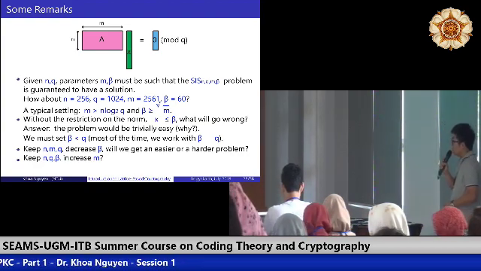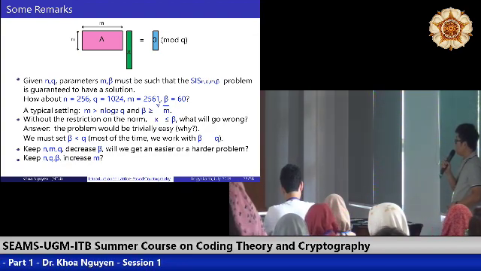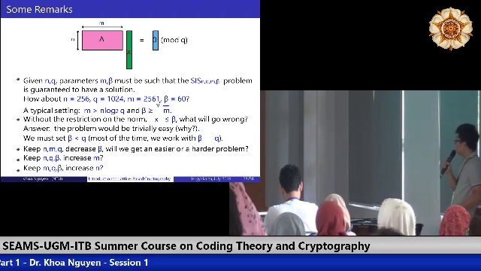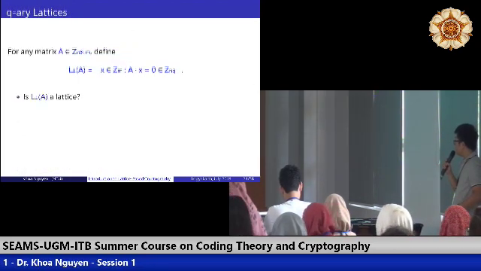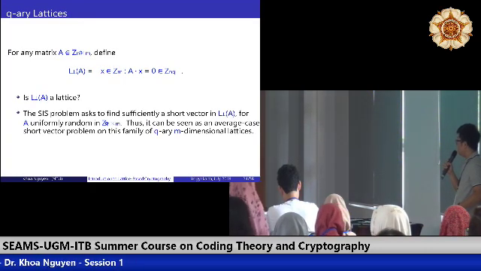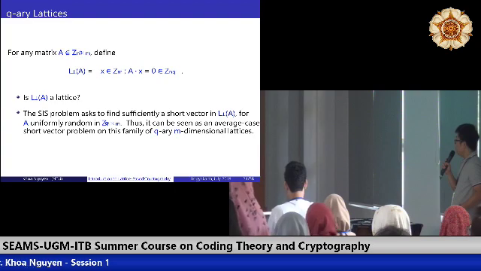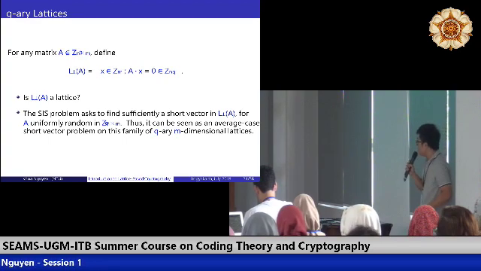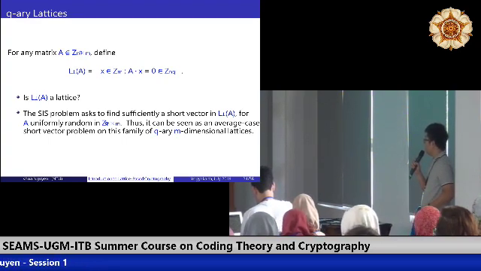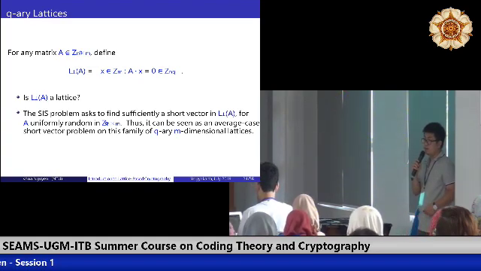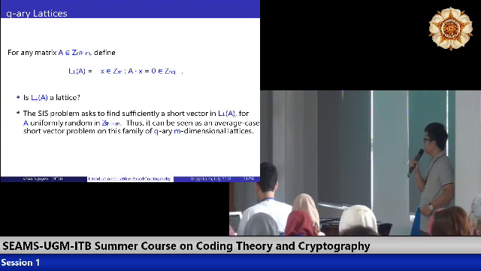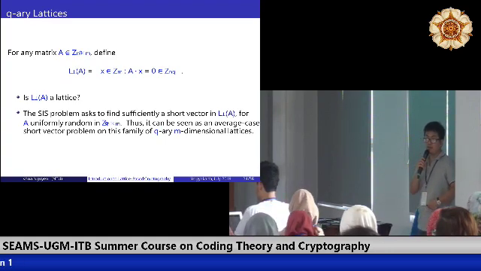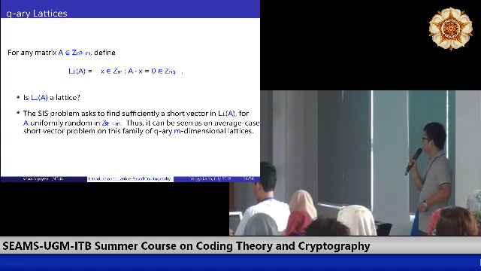Now you can find the relation between this and the SIS problem that we defined previously. In fact, the SIS problem asks to find a sufficiently short vector in this lattice L-perp of A, for a uniformly random matrix A. So we can view this as an average-case short vector problem on this family of q-ary lattices. Average-case means that because we just generate A uniformly at random, we ask to find a reasonably short vector in this lattice, which is non-zero. So this is one connection of this problem with lattices.